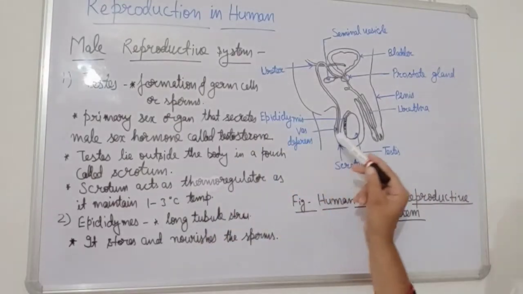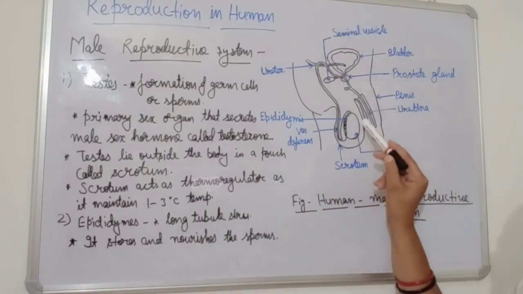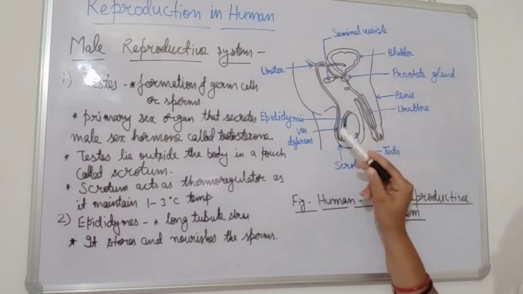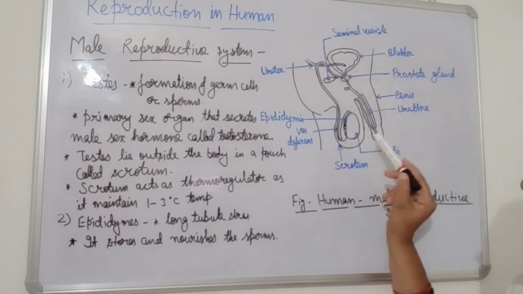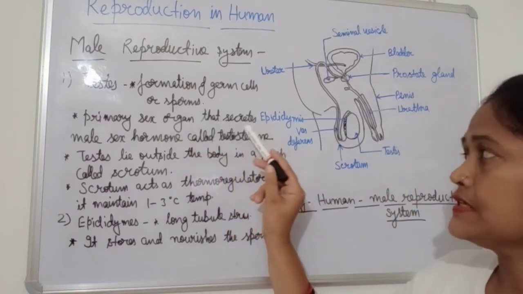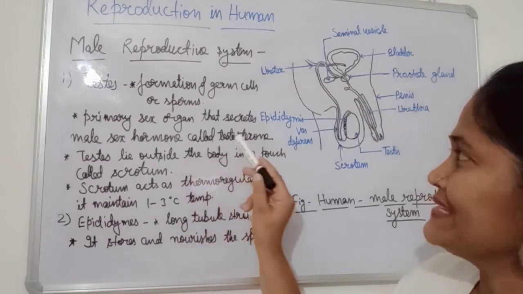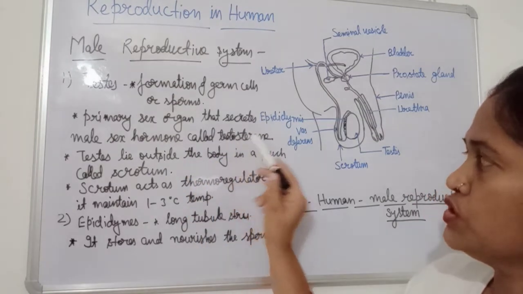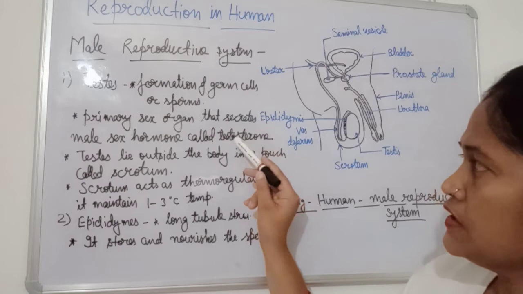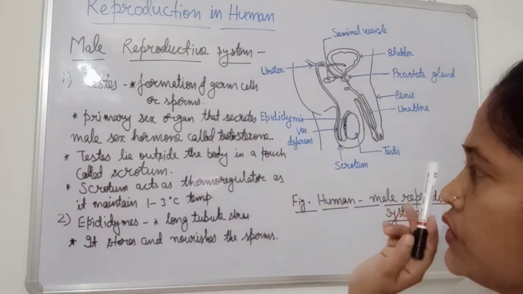Now all of you see in the diagram, it is given here. This is the exact location of the testis. It lies outside the body. It is a primary sex organ, and it also secretes one important male sex hormone, known as testosterone. Testosterone is a very important hormone secreted from the testis. I think there is no confusion for you.